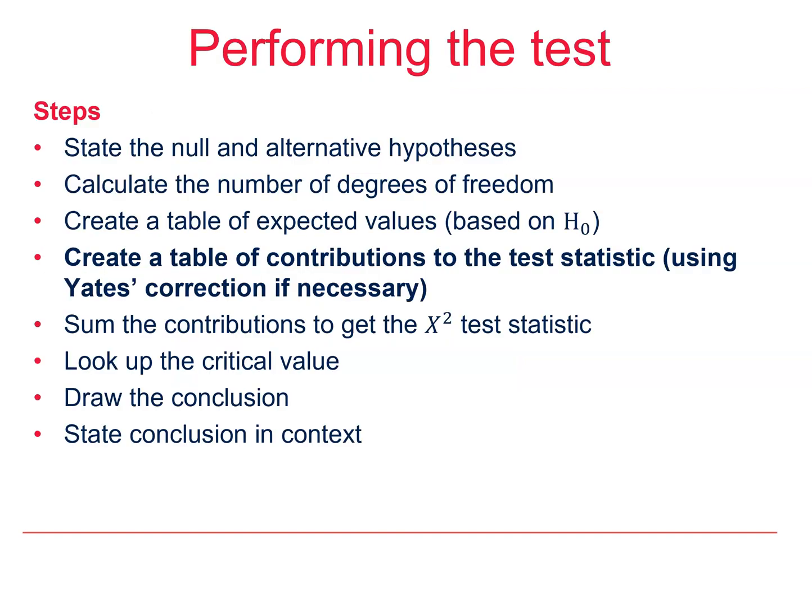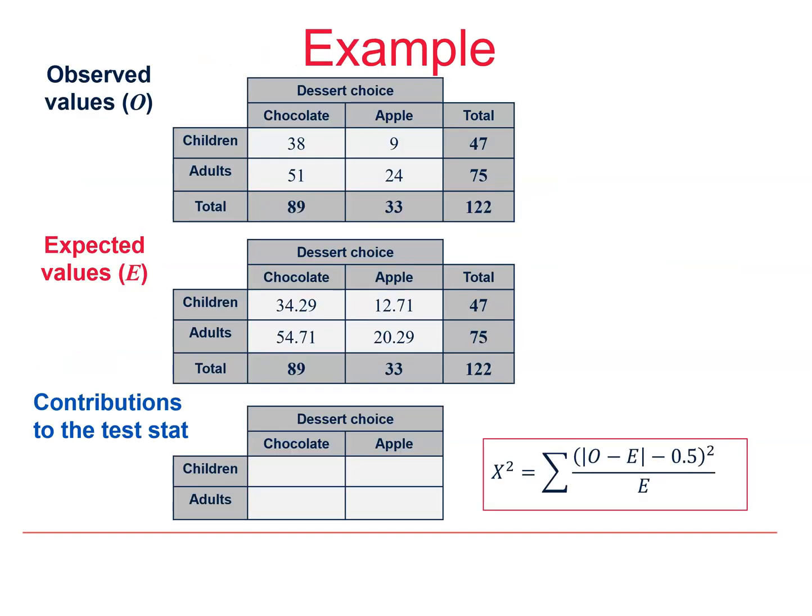OK, now we need to work out the contributions to the test statistic, remembering to use Yates's correction because it's a 2x2 table. The formula is given in the exam, so here it is. OK, for children and chocolate, you get 38 minus 34.29. You need to make sure you've got the positive difference. Take away 0.5 and then square that result and divide by 34.29. That should give you 0.300.